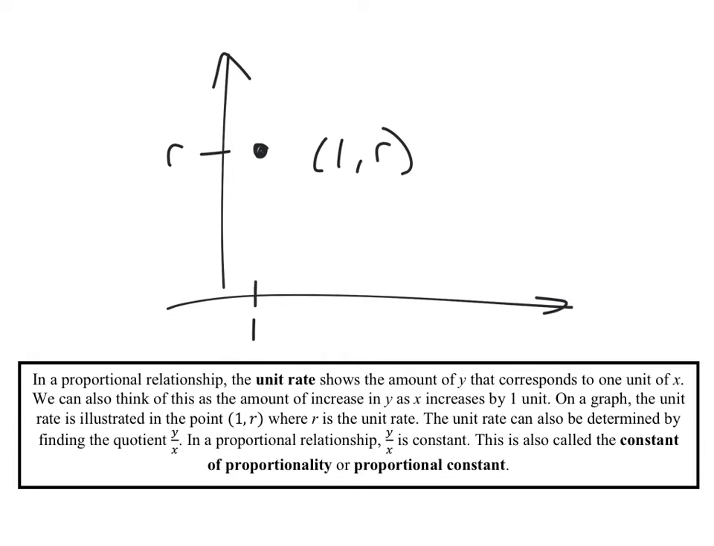The unit rate can also be determined by finding the quotient y divided by x. In a proportional relationship, y divided by x is constant, which is why we call it the constant of proportionality, or the proportional constant. All it's saying is that all the ratios have to be equivalent. And whatever you get from y divided by x will be your proportional constant, or your unit rate.